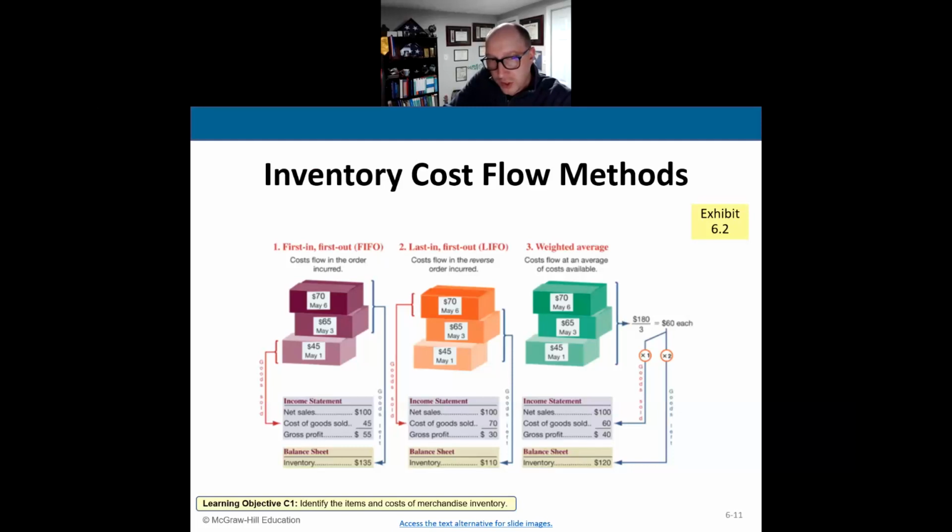The cost of goods sold is $70 because the last purchase I made was for $70. That gives me a gross profit of $30. 100 minus 70 is 30. That means my remaining inventory balance at the end of the month is $110. How 110? 65 from May 3 plus 45 from May 1 gives me 110. So that's last in, first out.